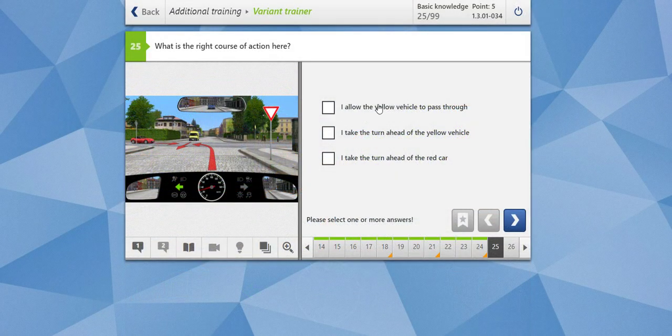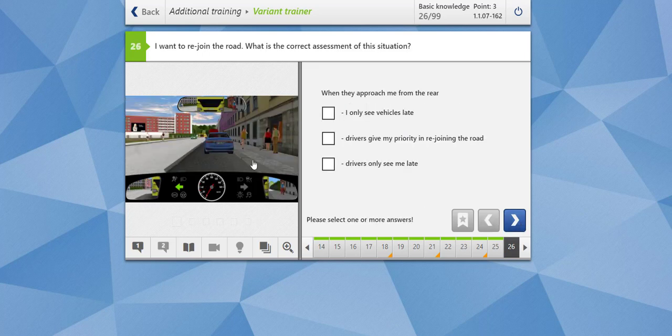I allow the yellow vehicle to pass through, yes, because it is the oncoming traffic. I take the turn ahead of the yellow vehicle, this is wrong. I take the turn ahead of the red car, this is also wrong. Since you are seeing this yield sign, it means you have to give way to the horizontal traffic and to the oncoming traffic. Only this option is the correct one. Let's check the answer. Our answer is correct. Moving to the next question.